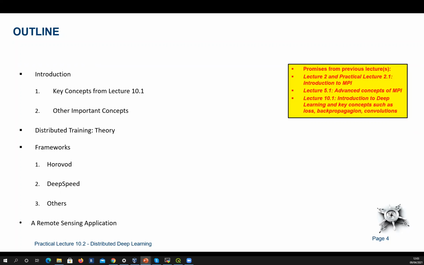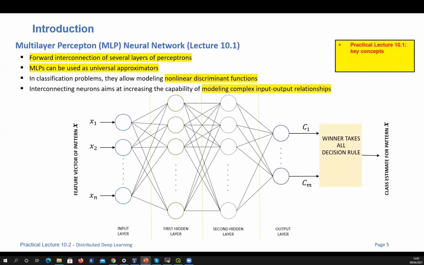Okay, so I will now review some of the concepts of the previous practical lecture 10.1 by Dr. Cavallaro, since they are very important to what I will say today. We are working with deep learning models such as the multi-layer perceptron models, which are an ensemble of nodes and edges, and the connection of which is our model.